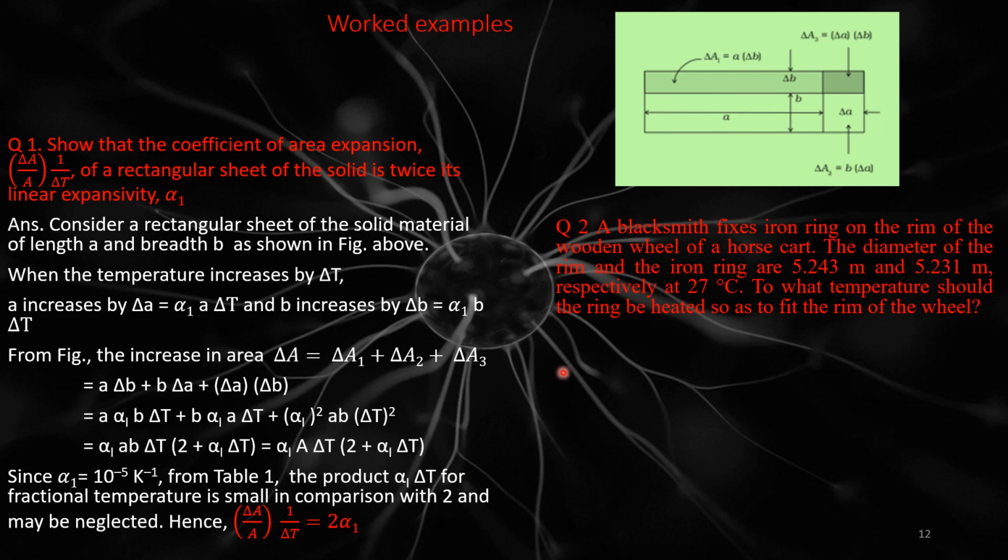Now we'll take up question number 2. A blacksmith fixes an iron ring on the rim of a wooden wheel of a horse cart. The diameters of the rim and the iron ring are 5.243 and 5.231 meters respectively at 27 degrees centigrade. To what temperature must the ring be heated so as to fit the rim of the wheel? Please read the question again and we will solve it.